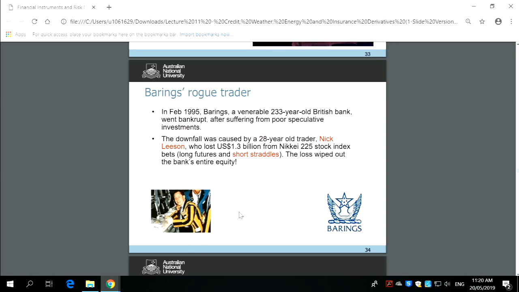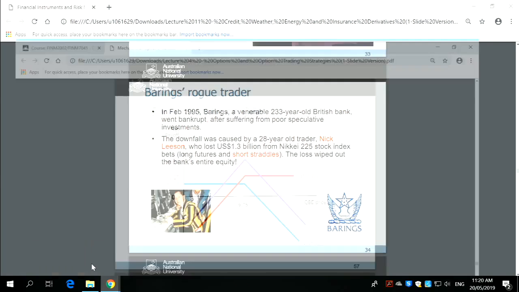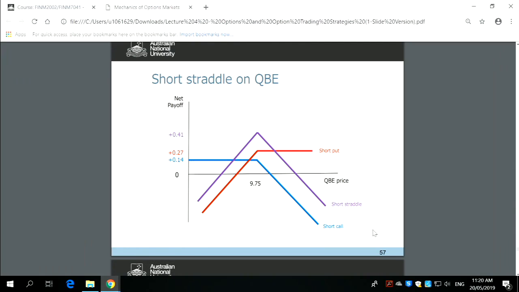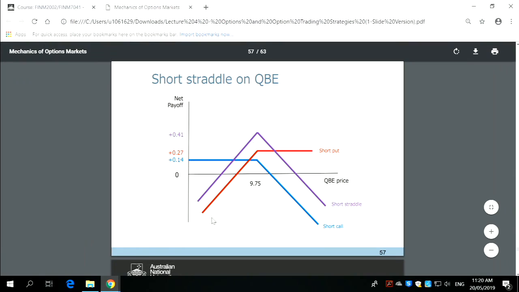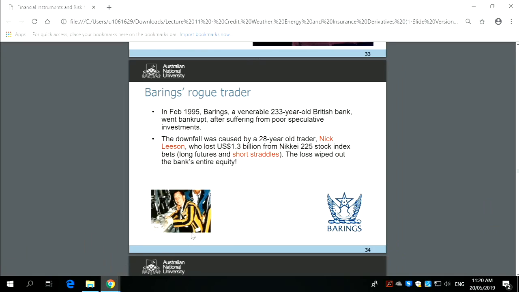Okay, so the problem with Nick Leeson is that he set up a short straddle. A straddle looks just like this, an A-shaped pattern, right? In this strategy, we understand we want stability. We don't want the underlying asset price to move too much. If it moves too much, we lose money, right? This guy, Nick Leeson, set up this short straddle on the Nikkei index. The Nikkei index is the main stock index in the Japanese stock market. So he shorted a call and he shorted a put on the Nikkei 225, and then he hoped that the Nikkei index would be stable and not move much.